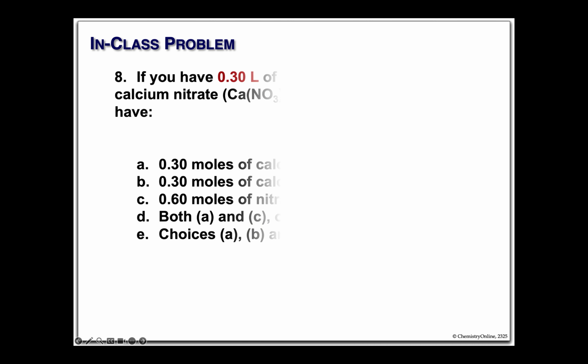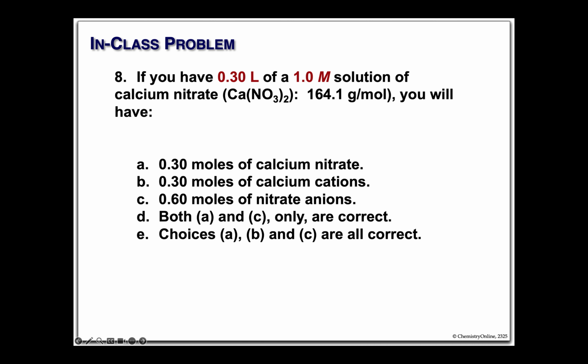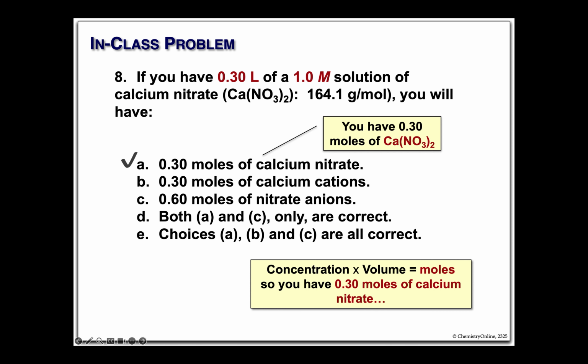Number 8. We have 1 molar solution of calcium nitrate. We have 0.3 liters of it. How many moles do we have? Well, we have a concentration and a volume. 0.3 times 1 gives us 0.3 moles of calcium nitrate. Okay?